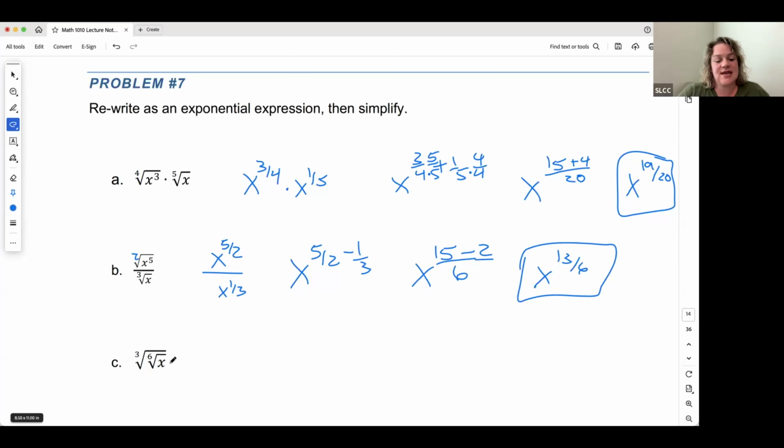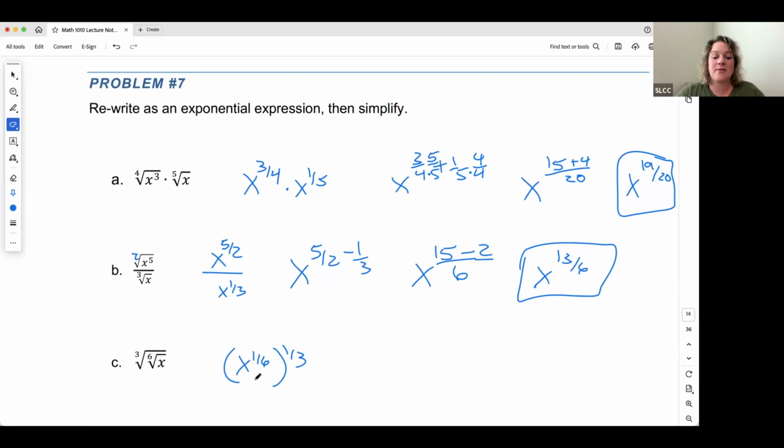All right, C. Inside, I see x to the 1/6 power, and then I see that to the 1/3 power. A radical and a radical. Don't worry about that. Just change each piece to the rational exponent form. So 1/6 and then 1/3.